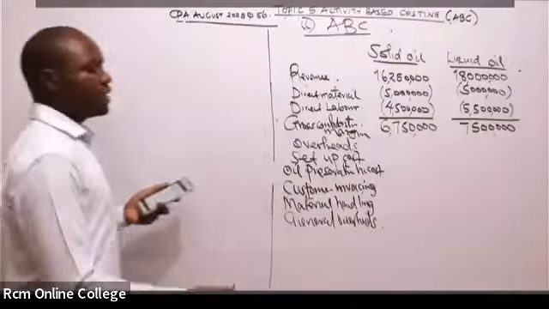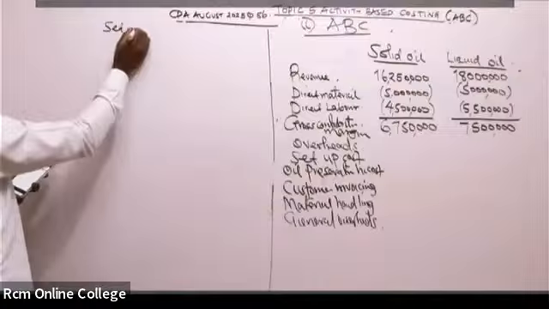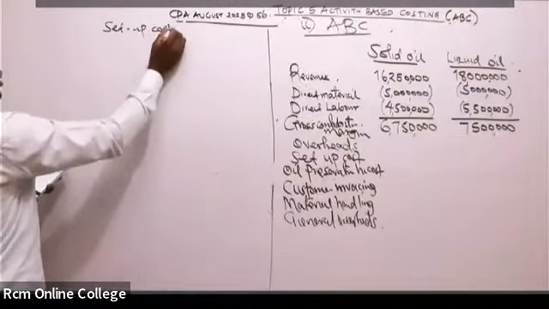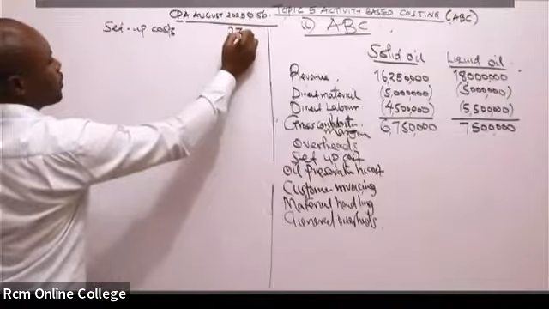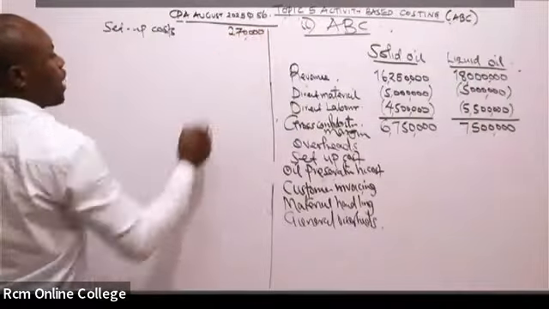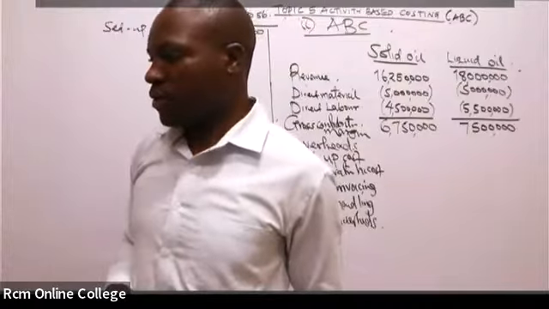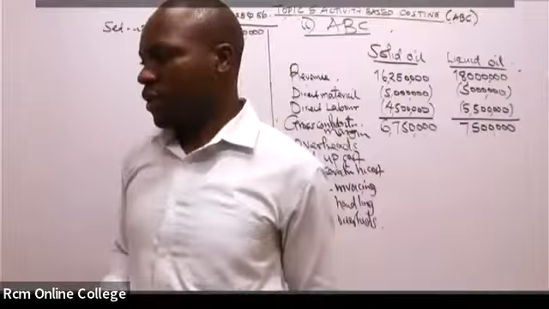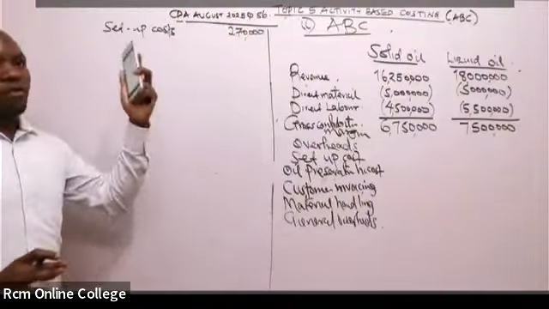General overhead. So let's start with the first one, the setup cost. Bring the setup cost. The total setup cost is equal to 270,000. What is the suitable cost driver for the setup cost?